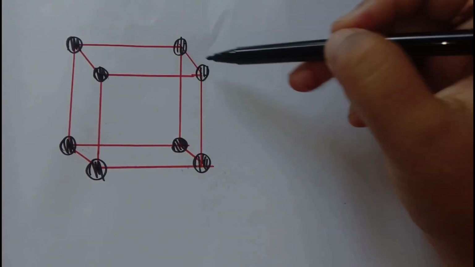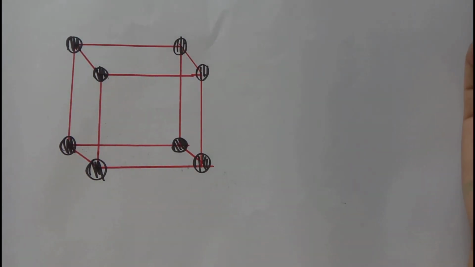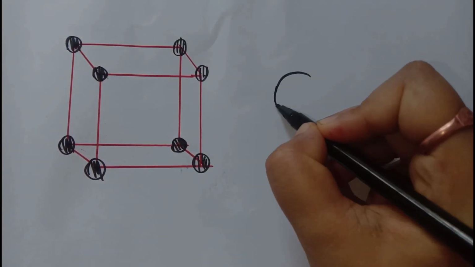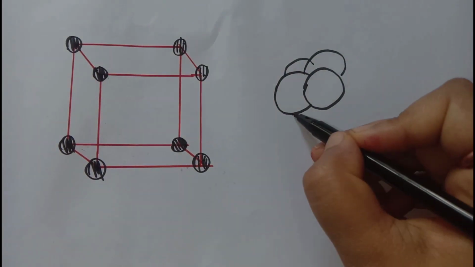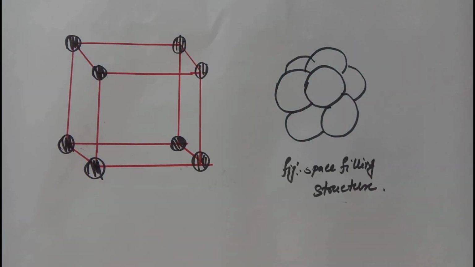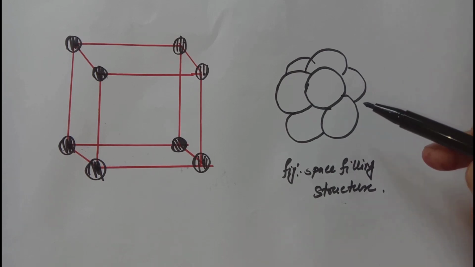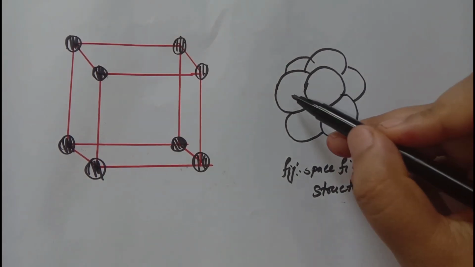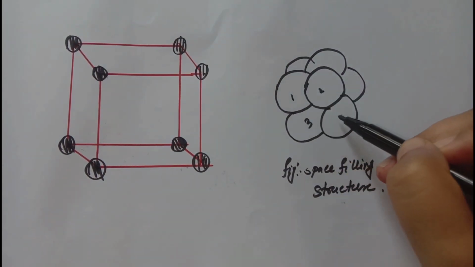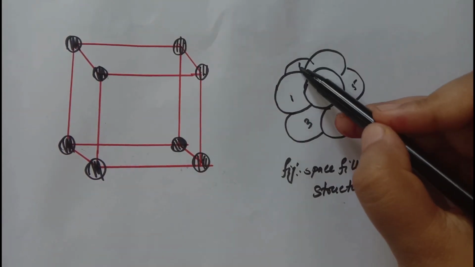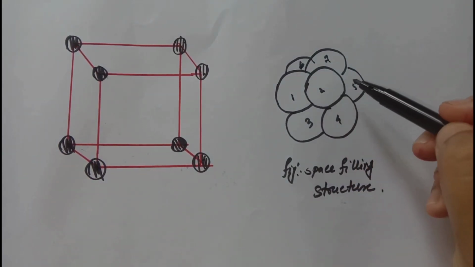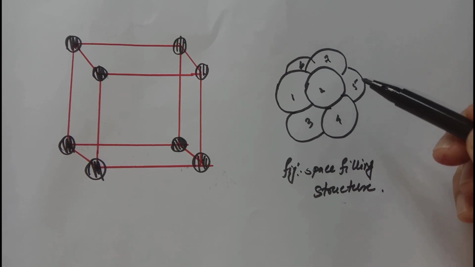These atoms or ions present in a unit cell are always close packed. That is a space filling structure. See, there are 8 atoms present in a unit cell and they are closely packed with each other. See, this is 1, 2, 3, 4, 5, 6, 7 and the other one is at the back side of the face.